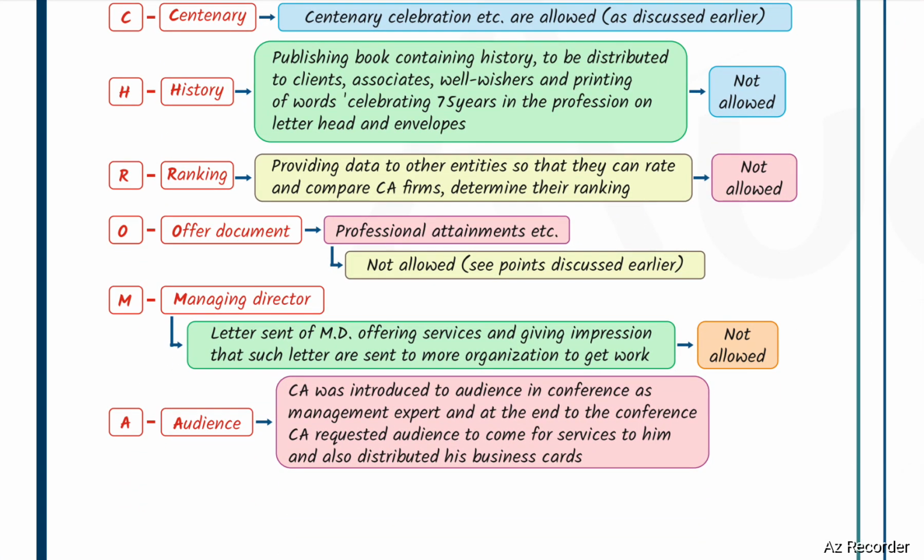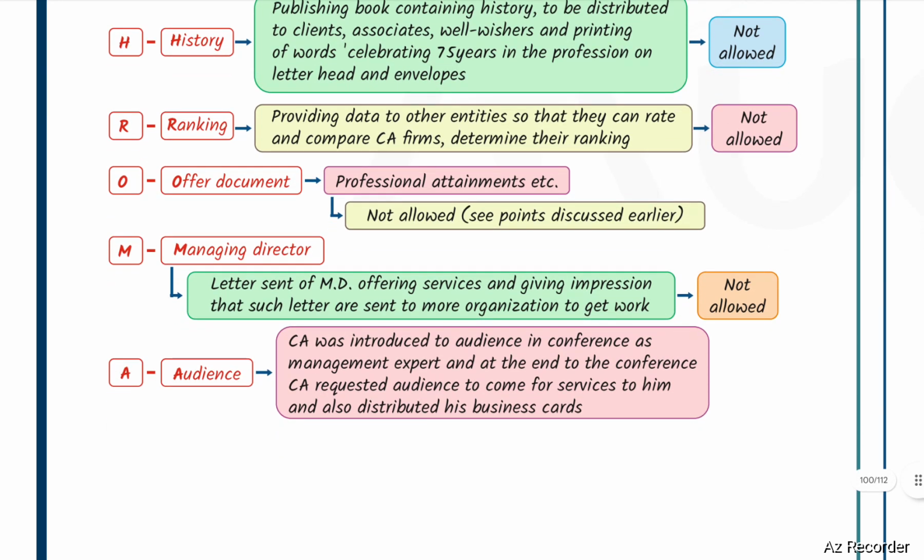Centenary celebrations etc. are allowed. Centenary celebrations are allowed. History, publishing a book containing history to be distributed to clients, associates, well-wishers is allowed, and printing of words celebrating 75 years in the profession on letterhead and envelopes is not allowed. Ranking, providing data to other entities so that they can rate and compare CA firms and determine their ranking, is not allowed.